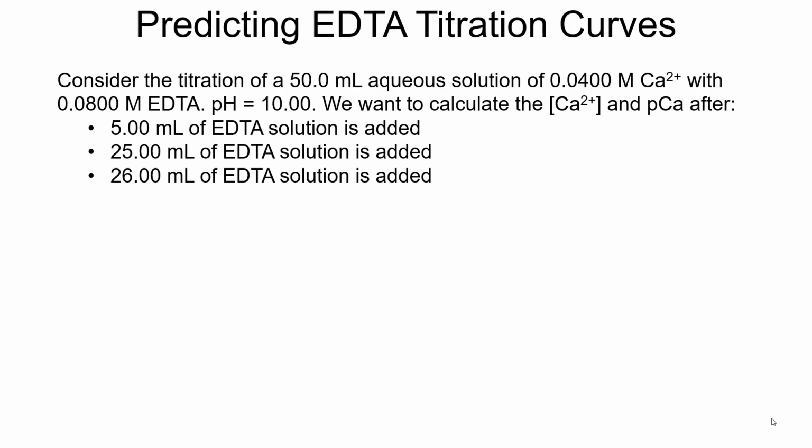Something you should have done successfully in your pre-lecture exercise. And lastly, we want to know the alpha Y4- value. We want to know the equilibrium, the value of the formation constant, and thus the value of the conditional formation constant between calcium and EDTA, which is something that we calculated last time. So all those calculations should have been part of your pre-lab.